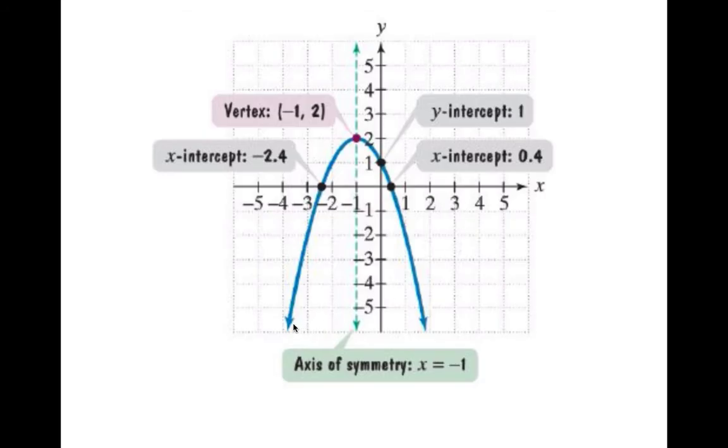So in this graph here, you can see where it crosses the x-axis is here and here. So this should technically say negative 2.4 comma 0 and 0.4 comma 0. So this one has two x-intercepts.